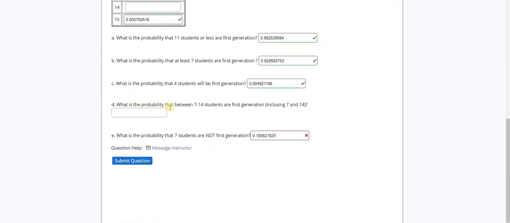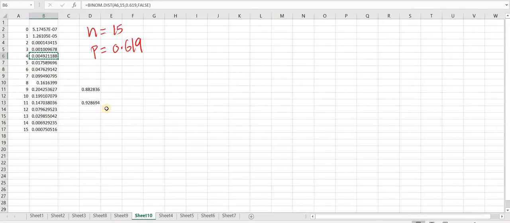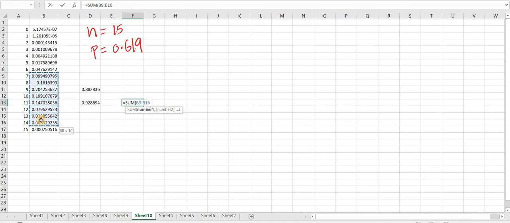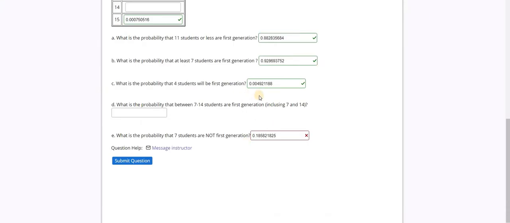And then what is the probability that between 7 and 14 students are first-generation students, inclusive of 7 and 14? There is a typo here. So between 7 and 14 inclusive of 7 and 14 is equal to the sum of the probabilities from 7 to 14, including 7 and 14. So I'm going to copy that answer and I'm going to paste it into here.